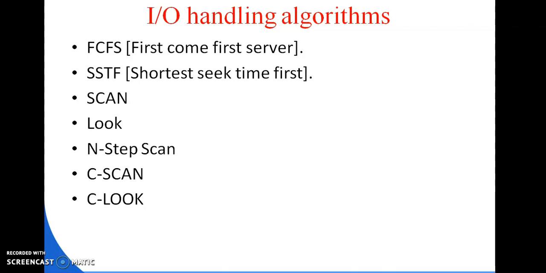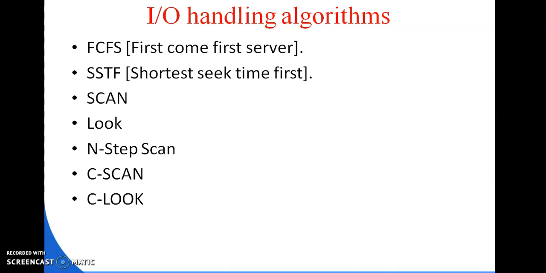Next is the shortest seek time first, SSTF. We use the same ideology as shortest job first in process scheduling. The shortest process is served first and longer processes have to wait for their turn.